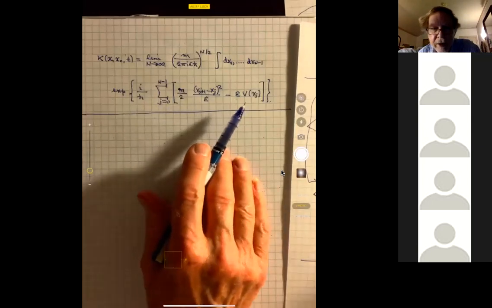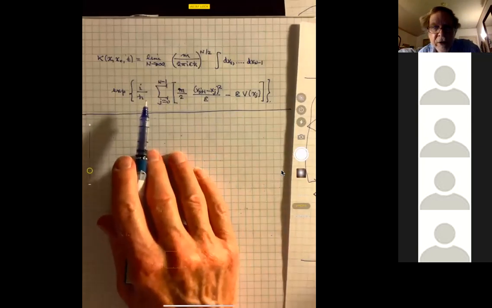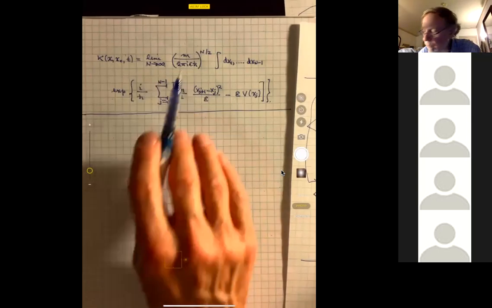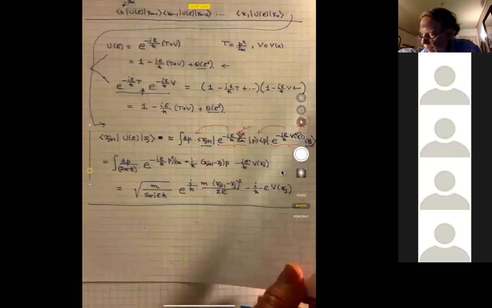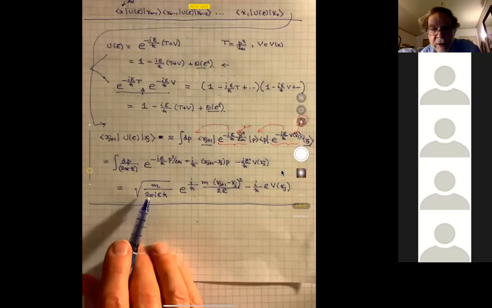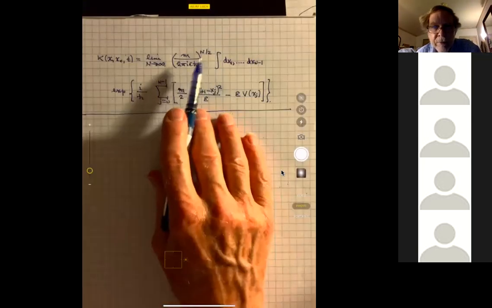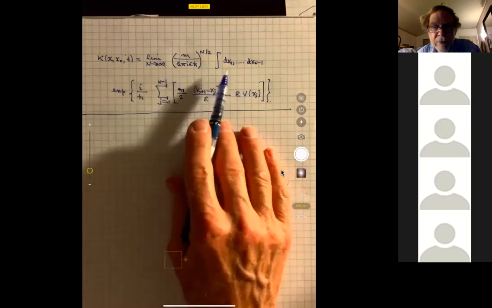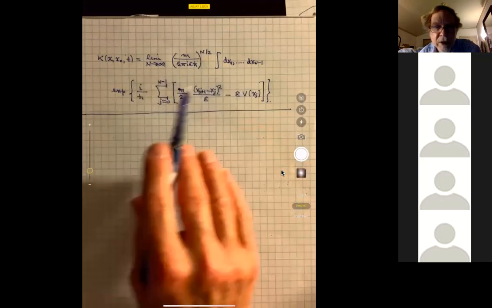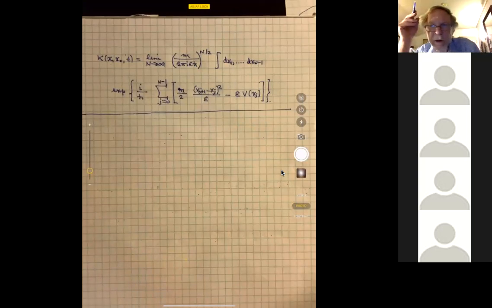You see, I factored out a common factor of i over h bar. This thing here is just the prefactors. Each one of these factors has the same square root, but there are n of them total. So that's where I got the n over 2 power there. And this is just the same integral of the resolutions of identity in x space that we started with when splitting up the propagator into small time increments.